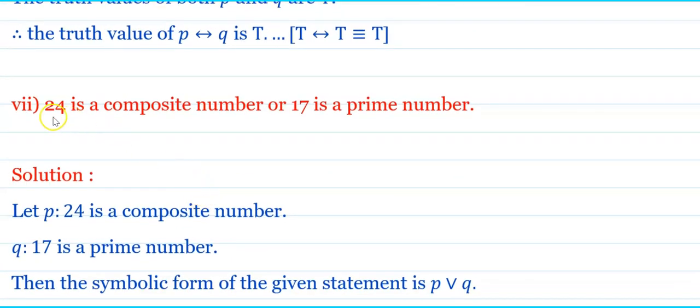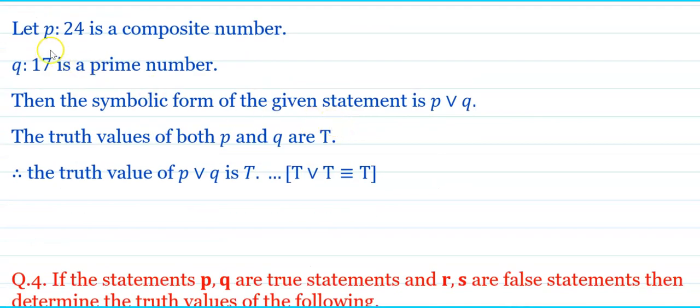Next, 24 is a composite number or 17 is a prime number. Yes, 24 is a composite number, its truth value is T. Or 17 is a prime number. T or T, we get again T. P is 24 is a composite number. Q is 17 is a prime number. Then the symbolic form is P or Q. The truth values of P and Q are T, and therefore the truth value of P or Q is T. In 'or', if even one of the two is true, the result is true. Here both are true, therefore it is true.